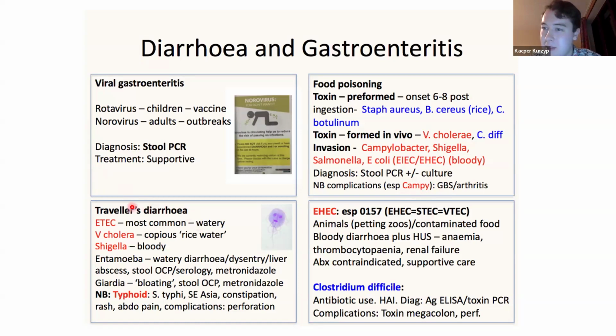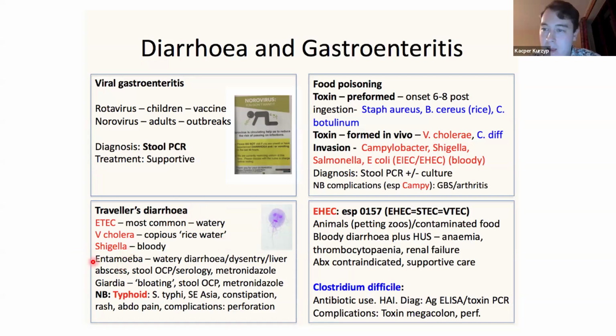Traveler's diarrhea. It's Christmas, just finished LabMed, you take a trip to the Philippines, you drink tap water, you have bad times coming ahead, my dear friends. Now, ETEC or E. coli is most common, so it's your watery diarrhea, classical traveler's diarrhea. Cholera, we've already discussed. Shigella, we've discussed.